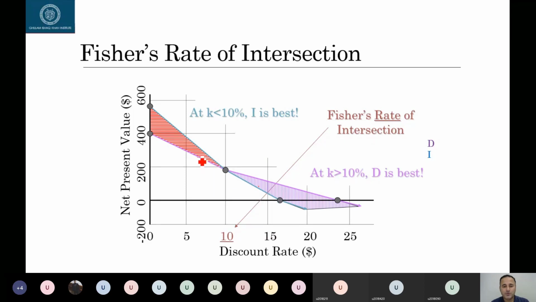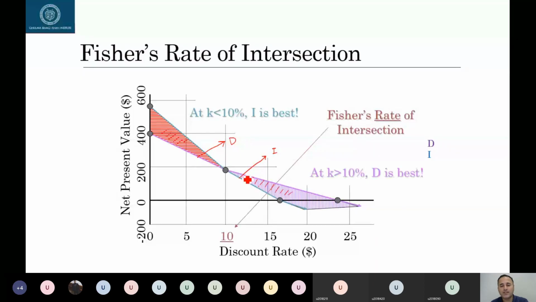So let me label it for you. So D is this one, the purple is D, and then the blue one is I. So if you see here in this area, the required rate of return is more than 10%. So D actually is more lucrative. But if the required rate of return is less than 10%, I is more lucrative.